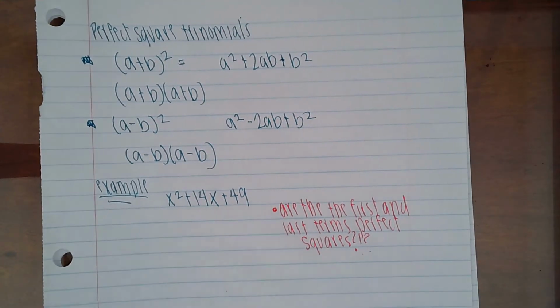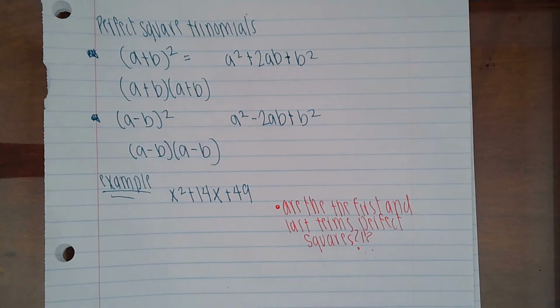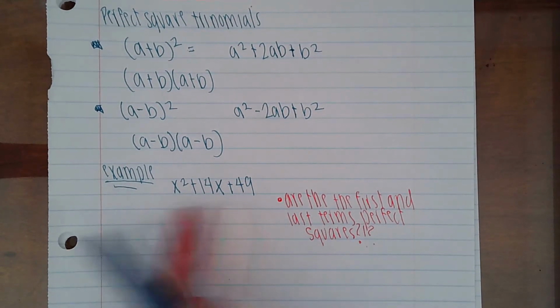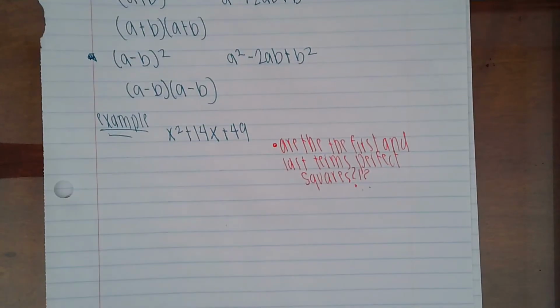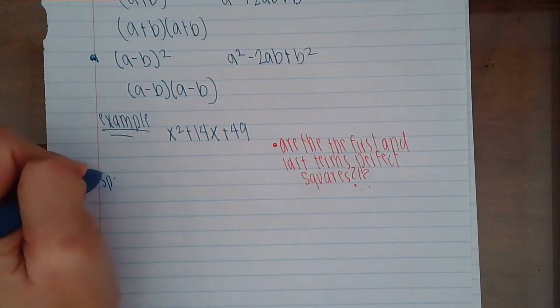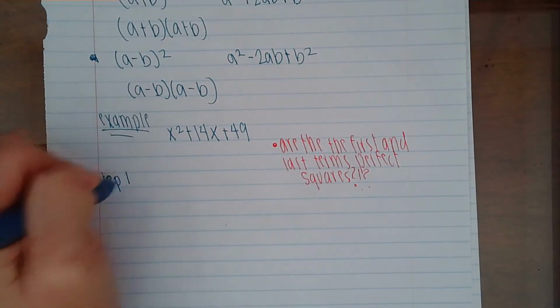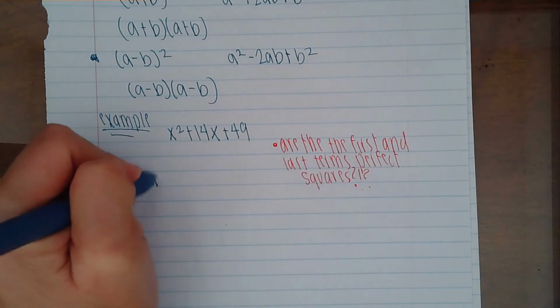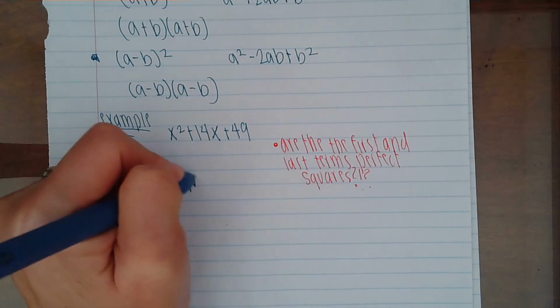Well, x squared and 49 are. So what you're going to want to do is take the square root of the a and the b term. So step one, take square root.